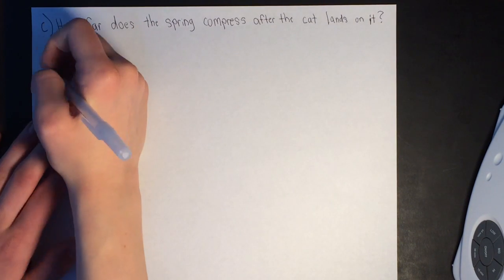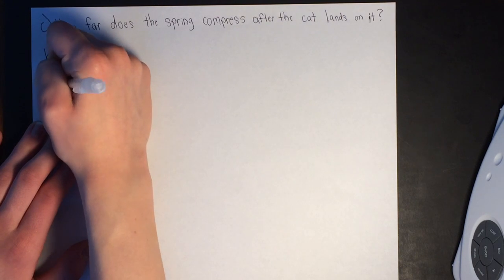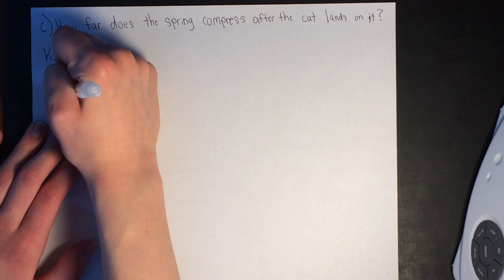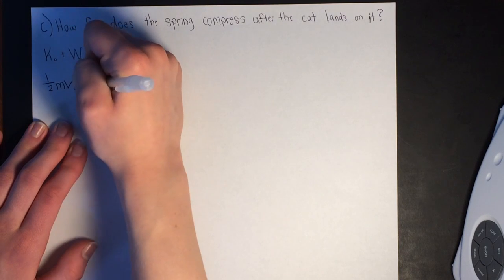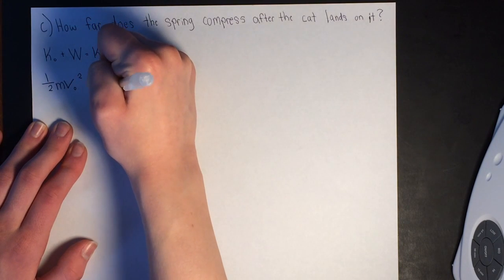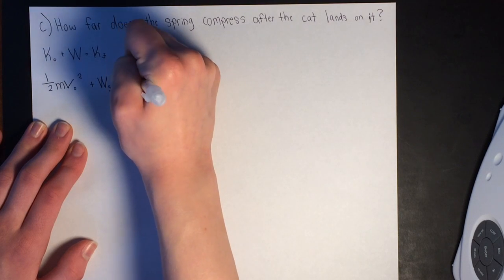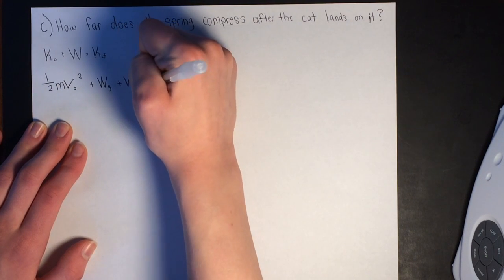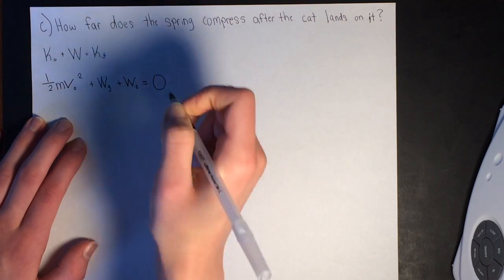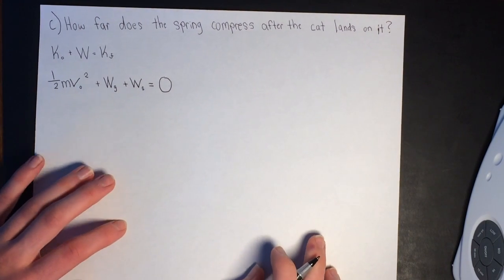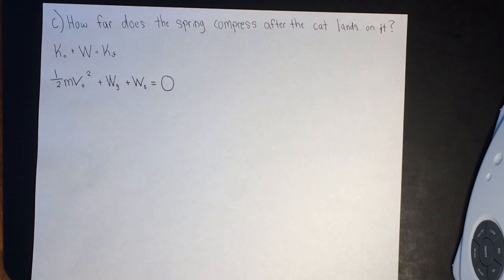So 1/2 of the mass of the cat times the initial velocity of the cat squared plus the work by gravity on the cat plus the work of the spring on the cat should be equal to 0, because when the spring is completely compressed, the cat is going to have a velocity of 0, and so its kinetic energy is going to be 0. Now keep in mind that in this case, V0 isn't 0, because now V0 refers to the speed of the cat right as it hits the spring.